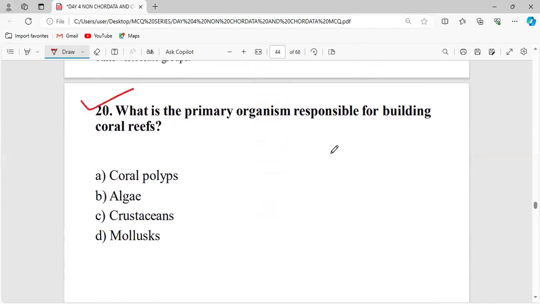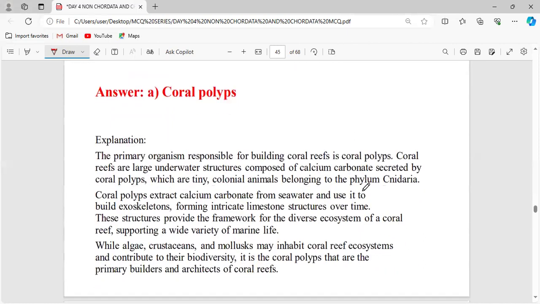And what is the primary organism responsible for building coral reefs? Coral polyp, algae, crustaceans, and mollusk. I have also included the different types of coral reefs and the order they have been placed under. Two days before, I think I sent you the slide. Kindly have a look at that. It is very important. Okay, coral polyp is the important organism responsible for coral reefs. It is not a coral medusa, it is a coral polyp.